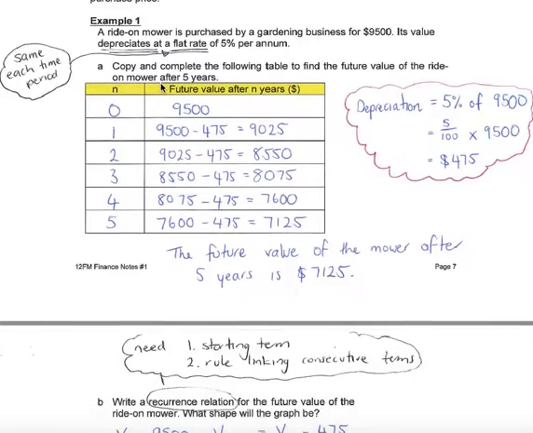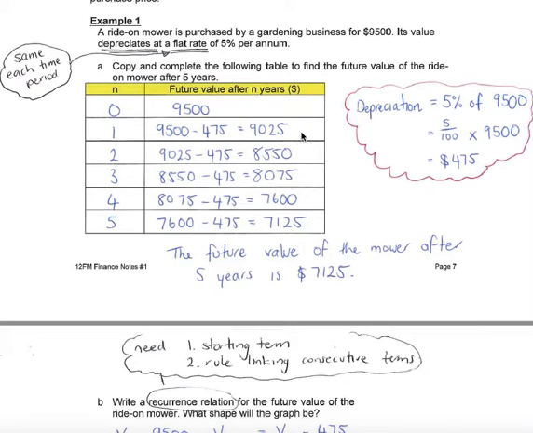So our first example is a ride-on mower. It's purchased by a gardening business for $9,500, and it depreciates at a flat rate of 5% per annum every year. So we need to fill out this table. Initial value is $9,500 at time, or year, zero. After year one, we're actually going to find out the depreciation is 5%, and we can find that 5% of 9,500 is $475. So we subtract that amount off the initial amount and we get $9,025.